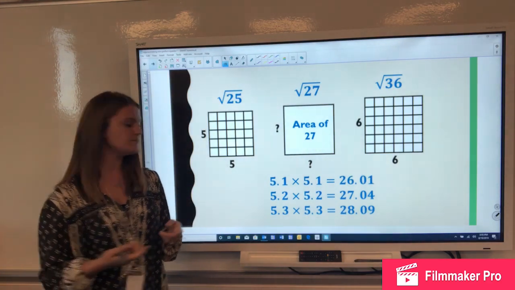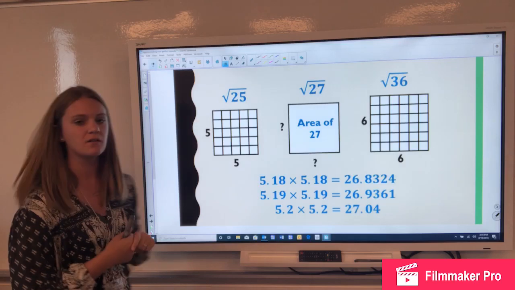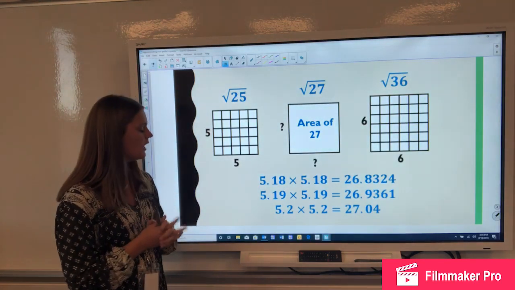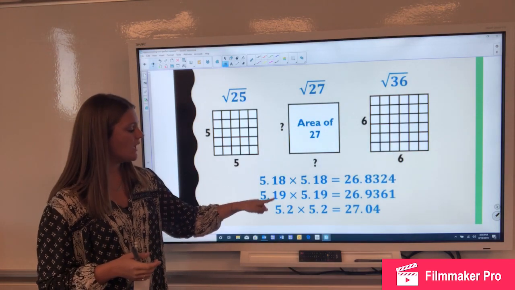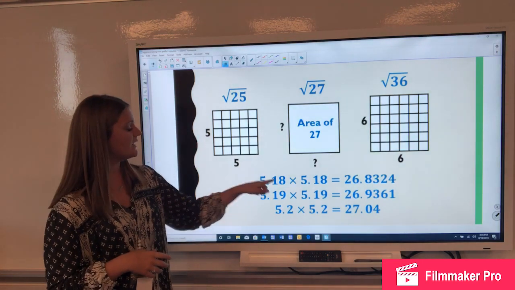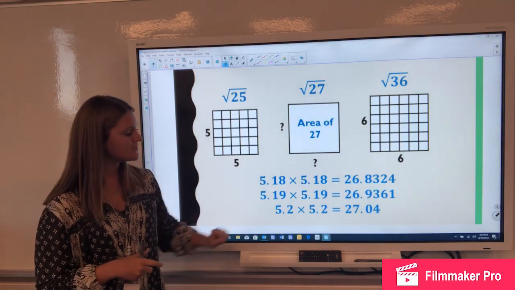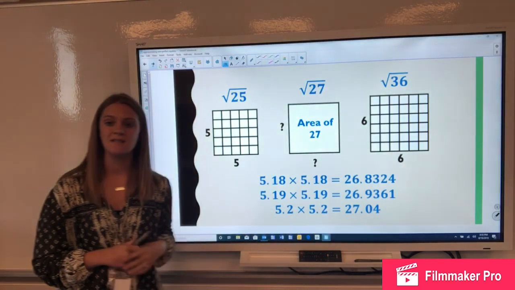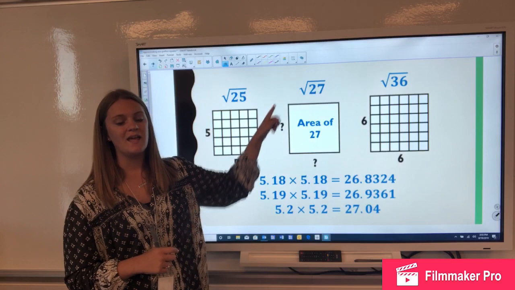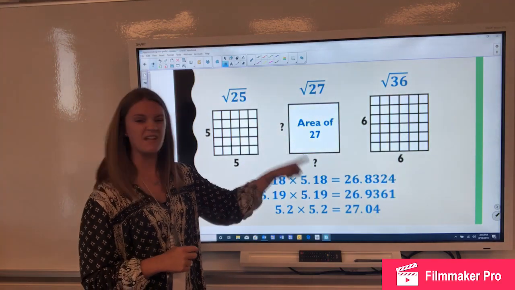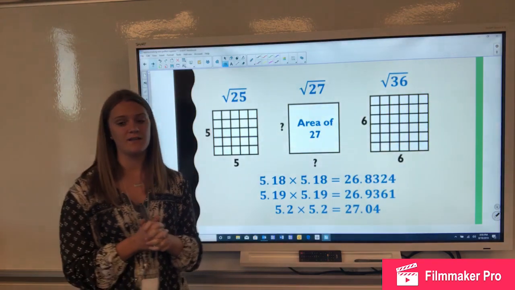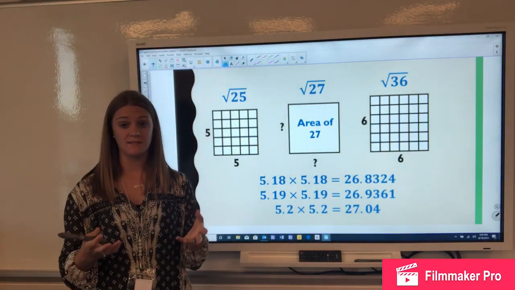So we'll start to see, if we go even further, if I know it's between 5.1 and 5.2, well, let's take it a little bit further. What if I square some decimals in between 5.1 and 5.2, like 5.18 or 5.19? Again, I'm not going to get exactly 27. Therefore, the square root of 27, its exact value, or the side length of a square that has an area of 27, is not going to be easily calculated. Therefore, we're just going to approximate it.